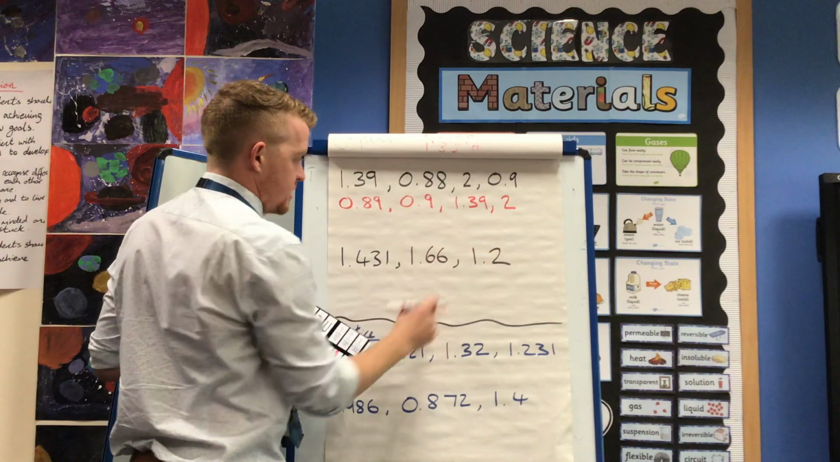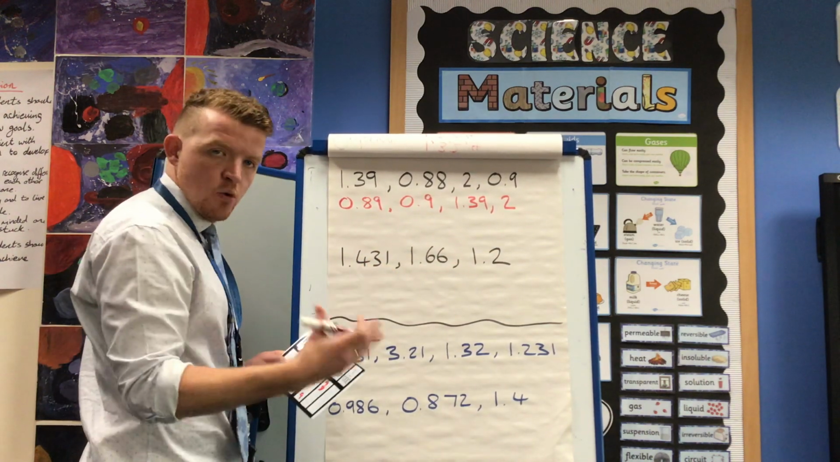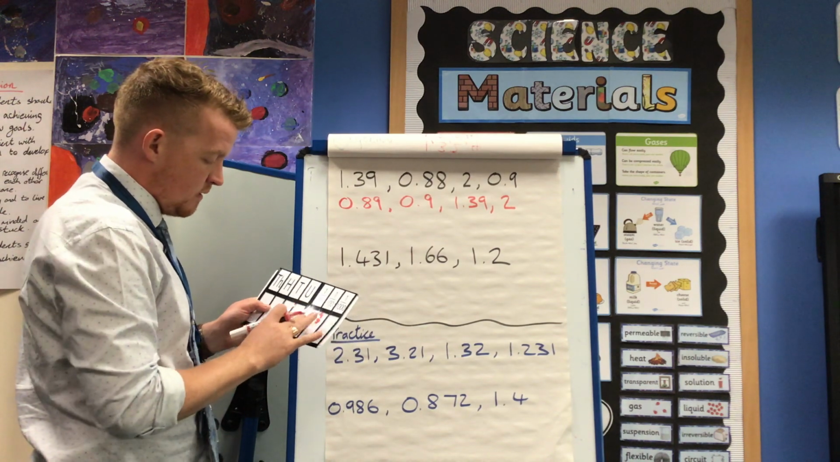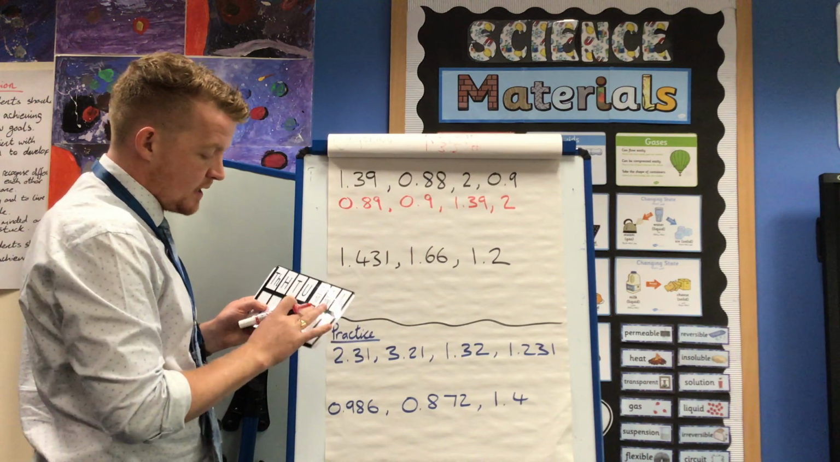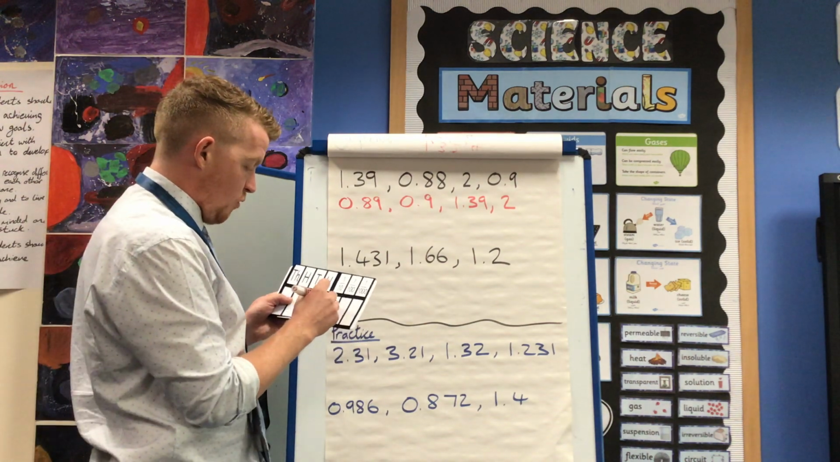Finally, we have one more question here. And as you can see, this one's a bit different again. We actually have a value that goes down to the thousands here. But the same strategy as before. We put them all on our place value chart. We check and we go through. Let's start with this one.